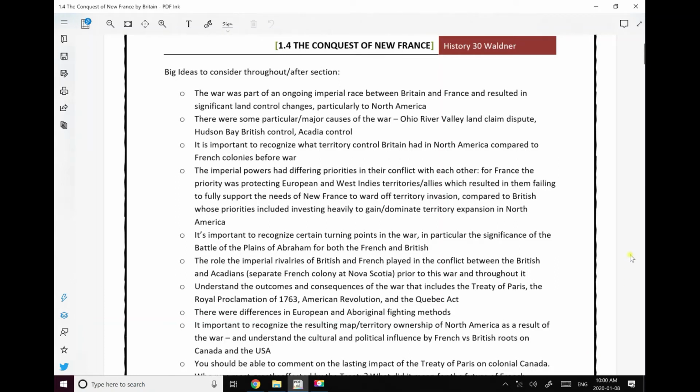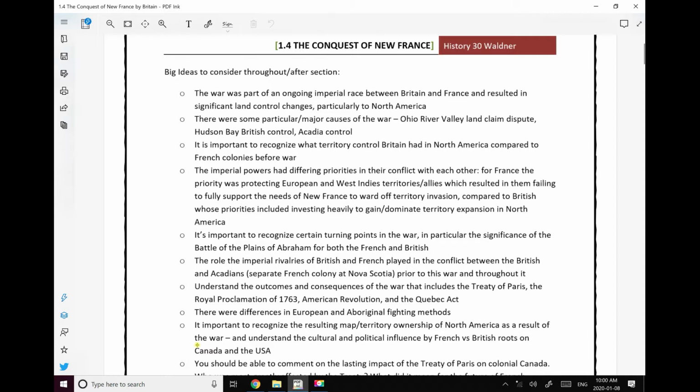Okay, what we have here on the front part are the big ideas and things that you need to be able to consider after the section. Any one of these could be a question that shows up on your exam. So it could be something that we'll review at the end here, or you review for a short period of time with partners or in a small group.